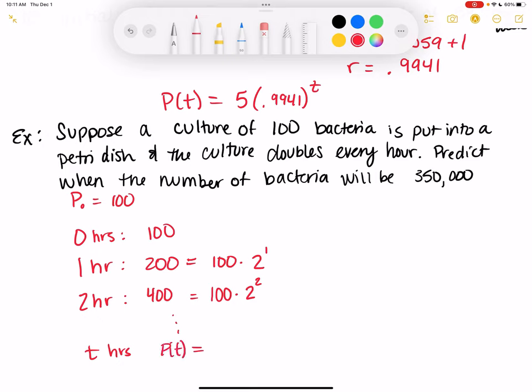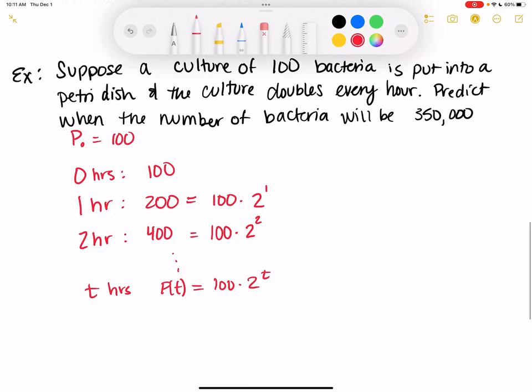P of t equals what? P of t equals 100 times 2 raised to the t. Yep. Oh, that was easy. I forgot. This is why I hate this section, it doesn't teach. Well, you're going to get a head start on the next section because it doesn't teach you how to solve these yet. So, this is how you would get the general formula for that.